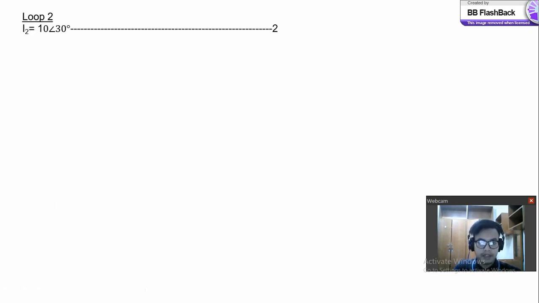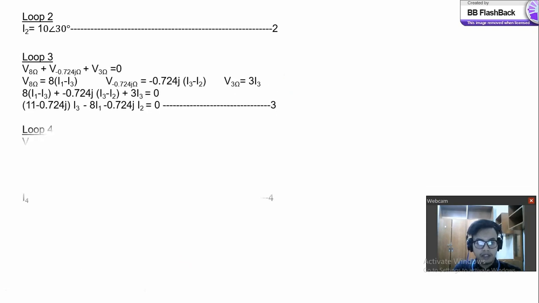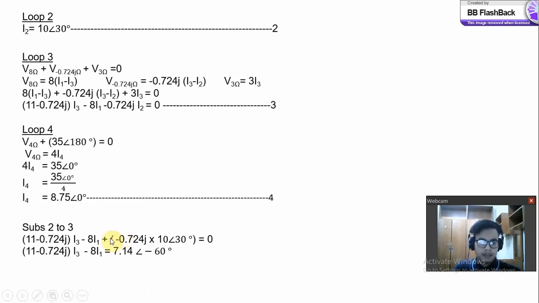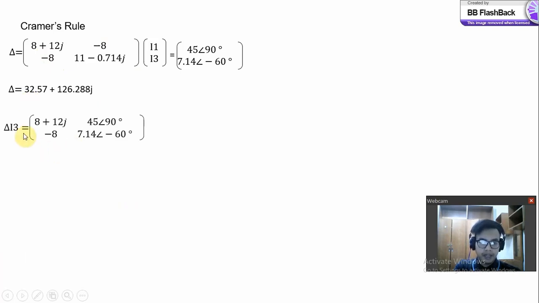For the second equation, just take the current because it gives the current, and the third equation and the fourth equation are the same as loop 1. After that, substitute equation 2 into equation 3. This is the equation, and use Cramer's rule for the first equation and the third equation, and find the determinant. This is the determinant. After that, find the determinant of I3. Just change the values with it. This value goes to this value and find the determinant of I3. This is the value of I3.